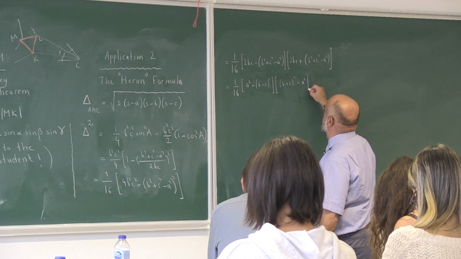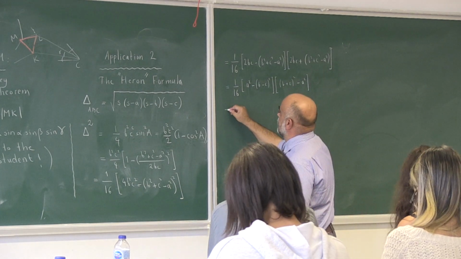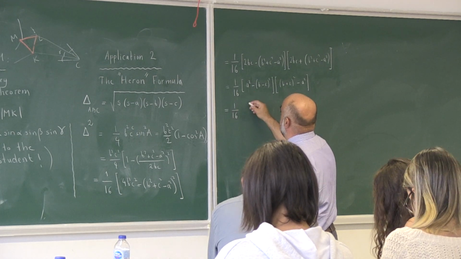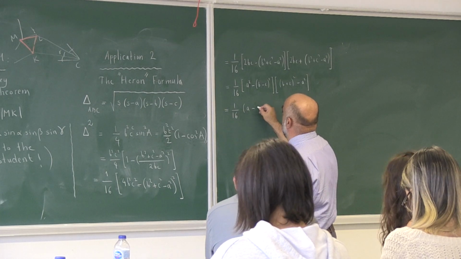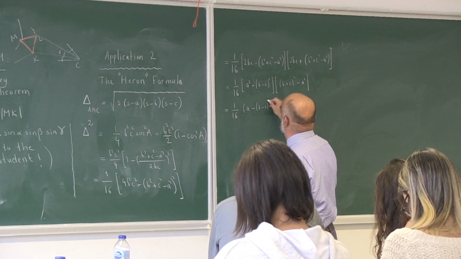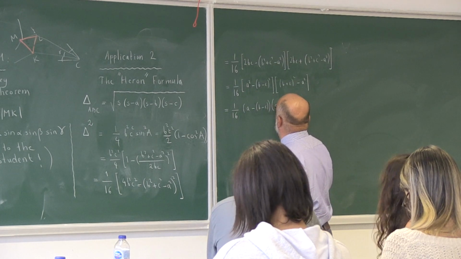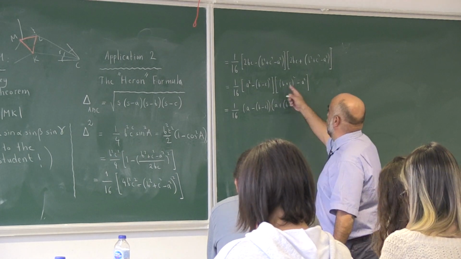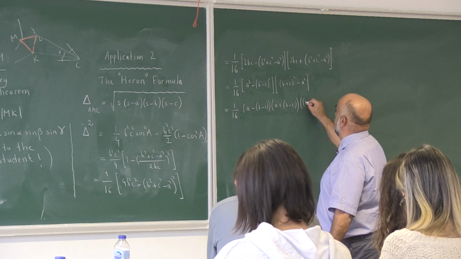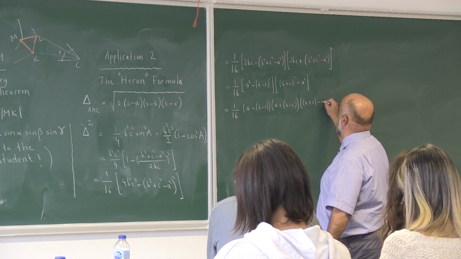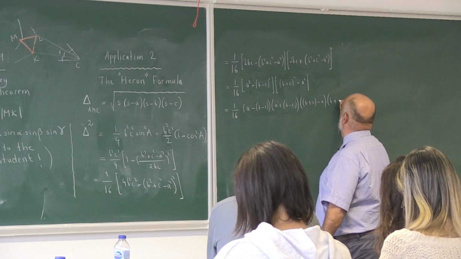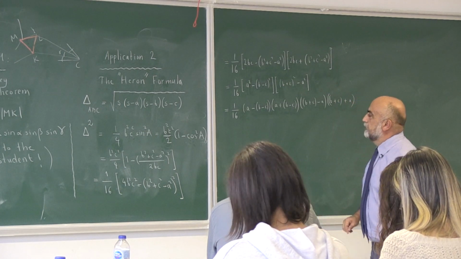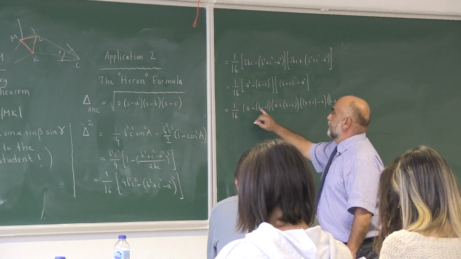Now once again, let's use our knowledge of the difference of 2 squares. So you've got 1 over 16. I can write this as A minus B minus C and A plus B minus C, which is fantastic. And in this part I can write B plus C minus A. And we are actually done. We are finished. B plus C plus A. A plus C minus B.